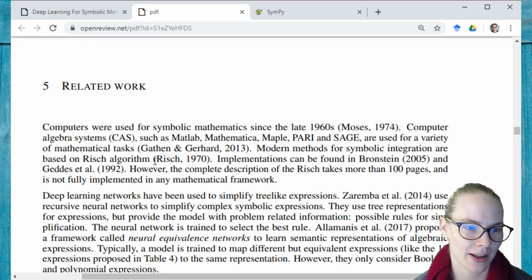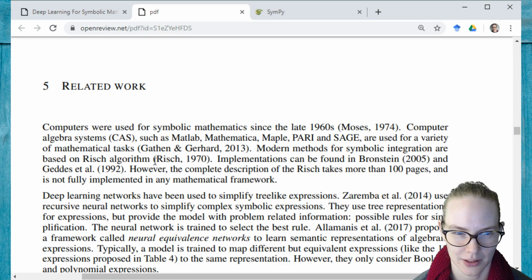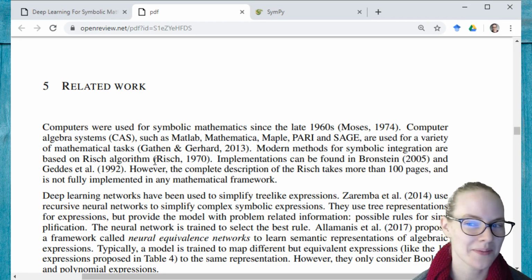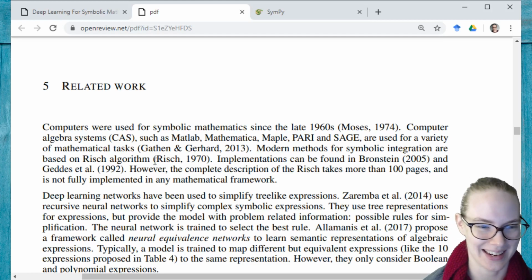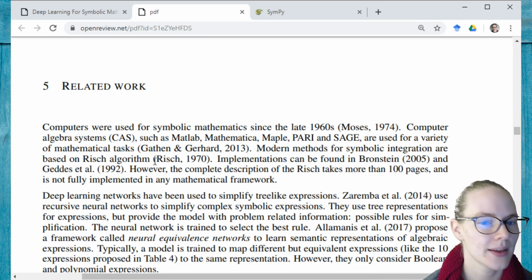Computers were used for symbolic mathematics since the late 1960s. Moses, 1974? I would guess, were it me, I probably would have picked a paper from the late 1960s, although that might be like a review paper about the work that we've done in the last decade.